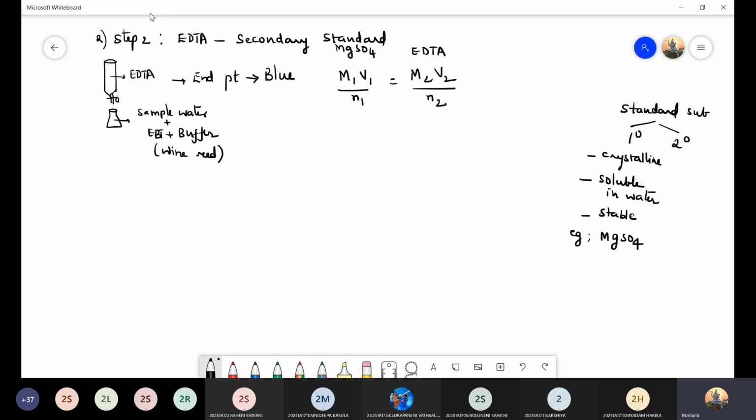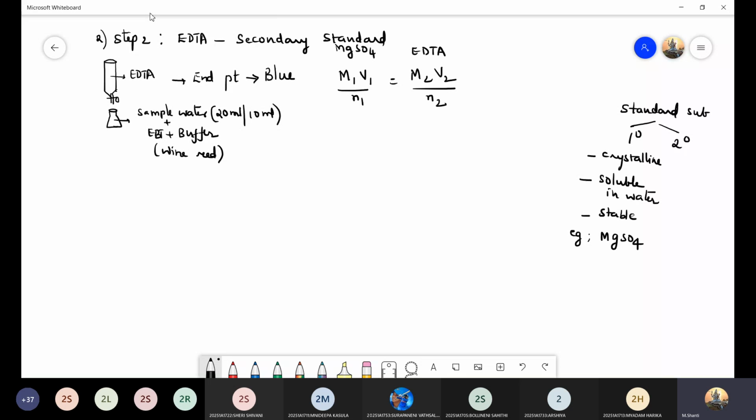Now M1, how do you know? This I can directly substitute from the first step, where I have calculated the concentration of MgSO4. Then V1 is the volume of MgSO4. So how much volume of MgSO4 is used here? Here I am telling sample water. Suppose it is 20 ml or it can be 10 ml. Any amount, whatever we are using for the titration, that must be substituted here. And N1 is the number of moles of the MgSO4.